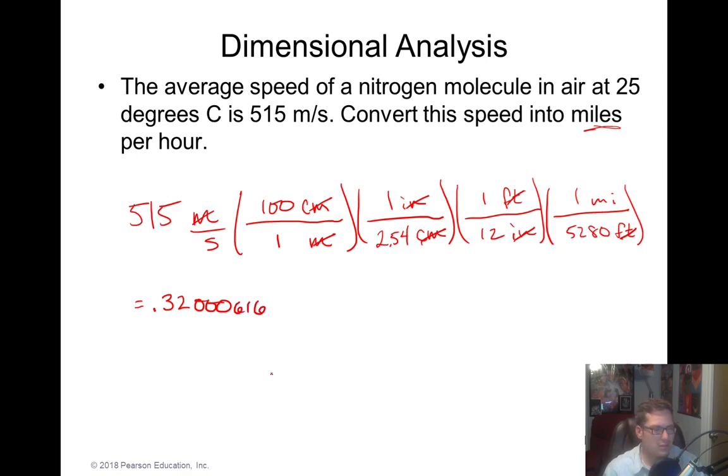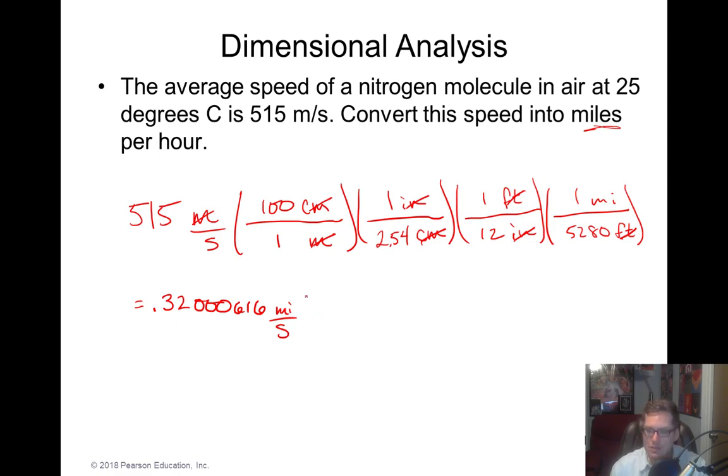0.320000616. Obviously, you wouldn't stop here on a regular test. You'd probably keep going, but I just ran out of room. Remember, our units here are now in miles per second. So our nitrogen molecule is moving about 1/3 of a mile every second. Holy cow, that's pretty dang fast.